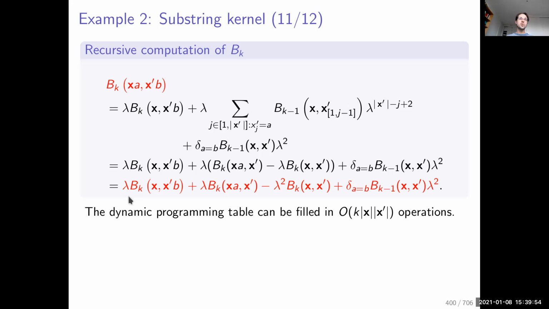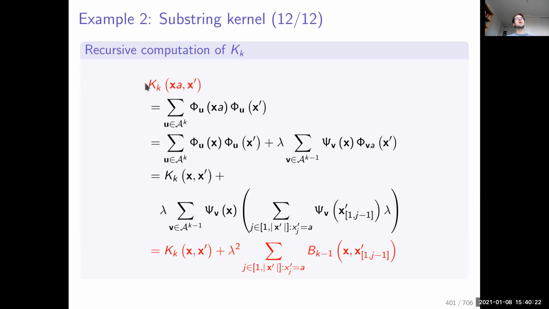So this is nice because it means that the complexity to fill this dynamic programming table is simply the number of entries in this table. So the number of entries in bk is the size of x times the size of x prime. And I have k of such tables. So the total complexity is this. Now, if I come back to the previous slide, so that was not here, that's the next one.